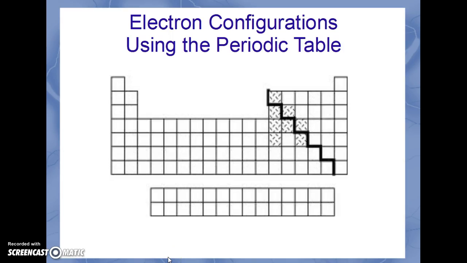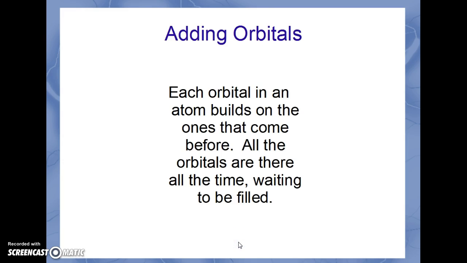Let's talk about using the periodic table to write electron configurations of atoms. We have to understand that each orbital in an atom builds on the ones that come before. All the orbitals are already there all the time, even in hydrogen, waiting to be filled or occupied.